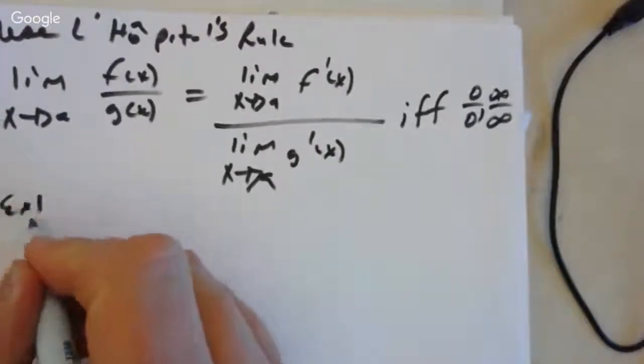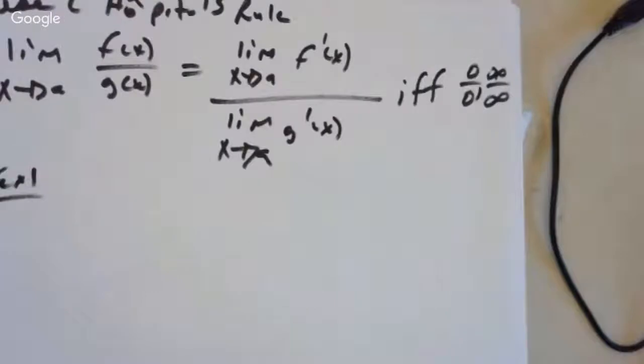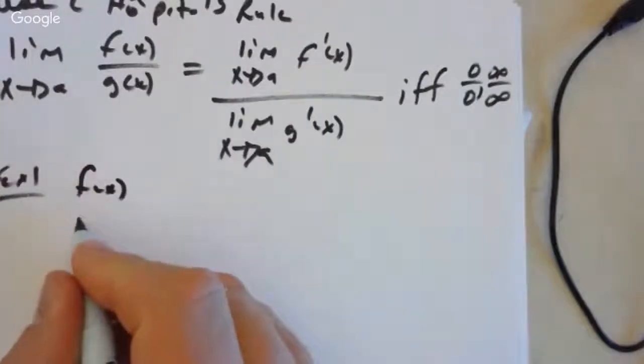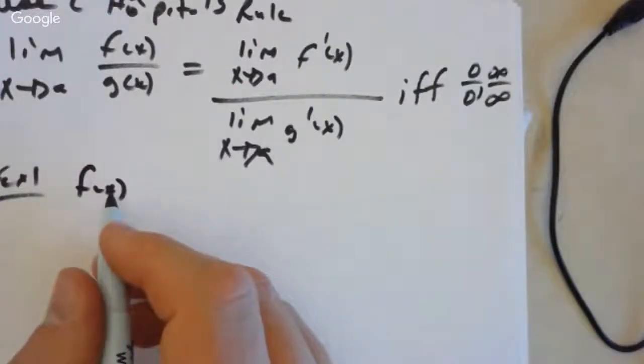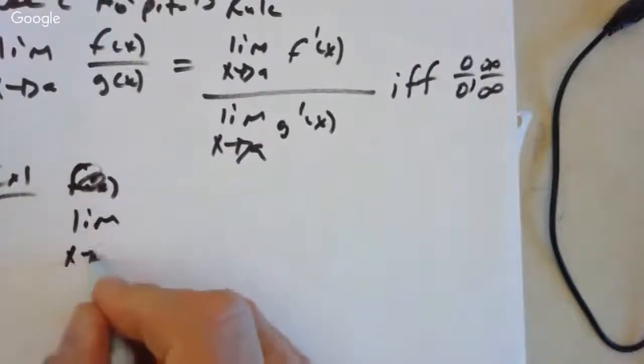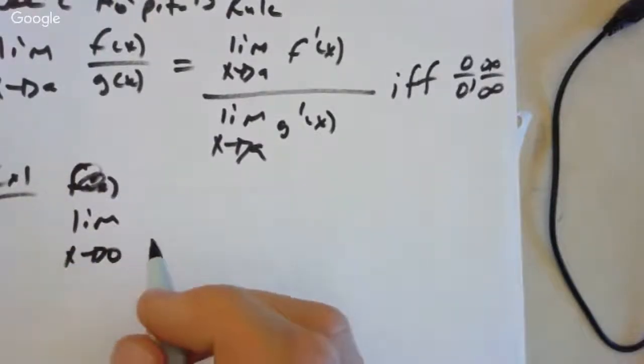Okay, so let's take a look at example number 1. Let's have some fun with some L'Hôpital problems. Do we want an easy one or hard? Let's go for a medium one first. Let's go for f of x. What do we want to do here? Yes. Here we go. The limit as x approaches 0 of an old friend.